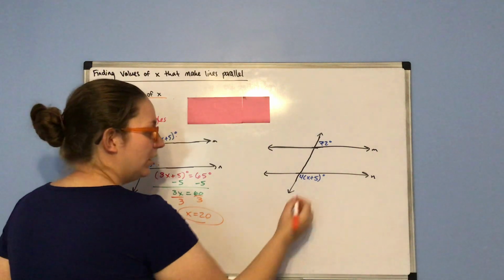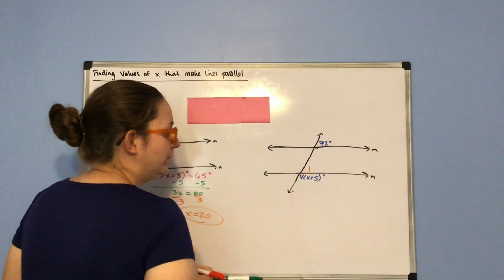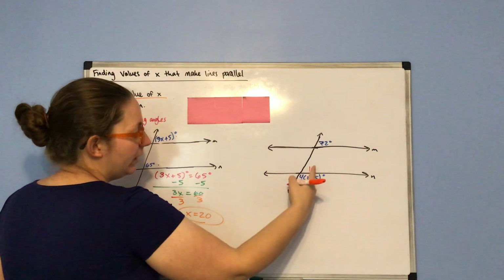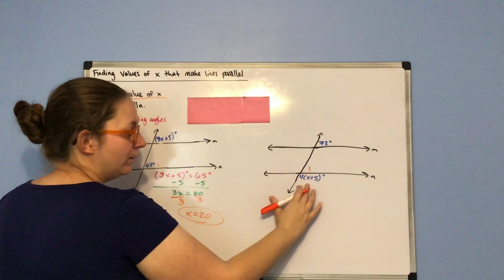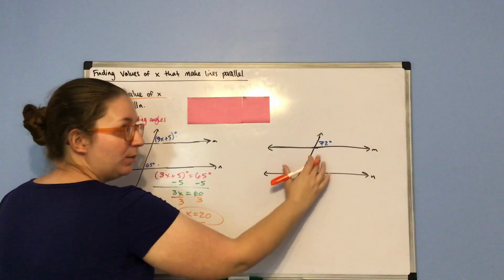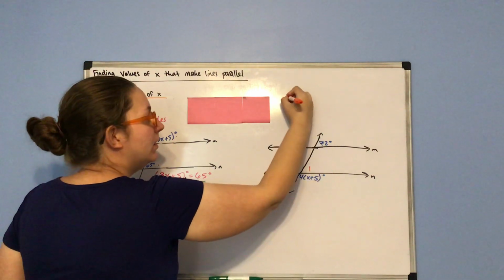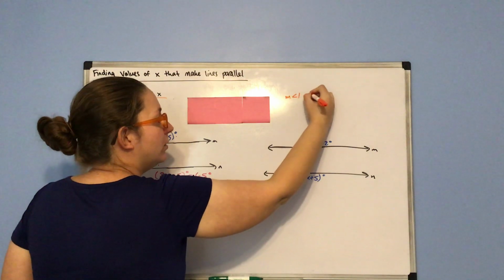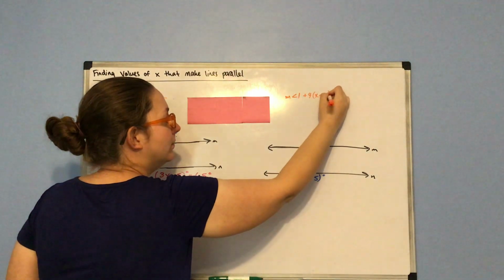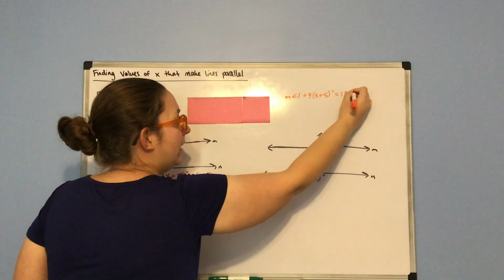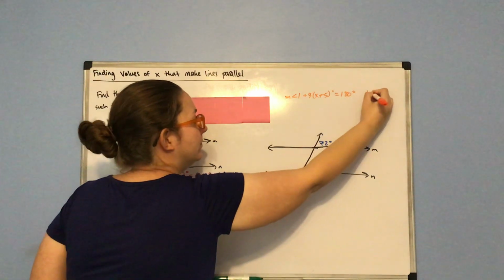So I'm going to call this angle right here angle 1. We know that in general, angle 1 and this angle are going to be supplementary, or add up to 180, because they make a straight line; they're a linear pair. So the measure of angle 1 plus that other one are going to add up to 180 because they are a linear pair.